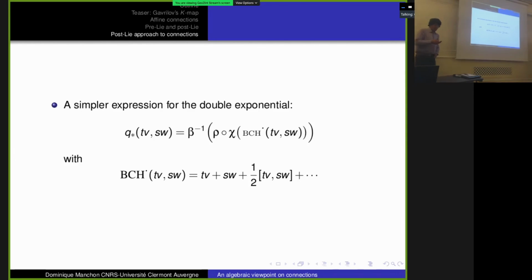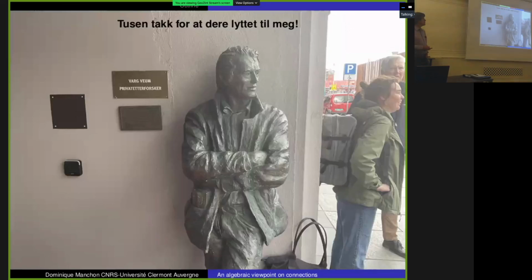So just to finish this talk, we got a slightly simpler expression for the Gavrilov double exponential. This BCH dot is just the Baker-Campbell-Hausdorff series, but for the thin bracket. And you can see that the expression is maybe not very beautiful, but it's slightly simpler than the first one. And with this, we could reprove the tensoriality of this quantity. And with that, I thank you very much for your attention.